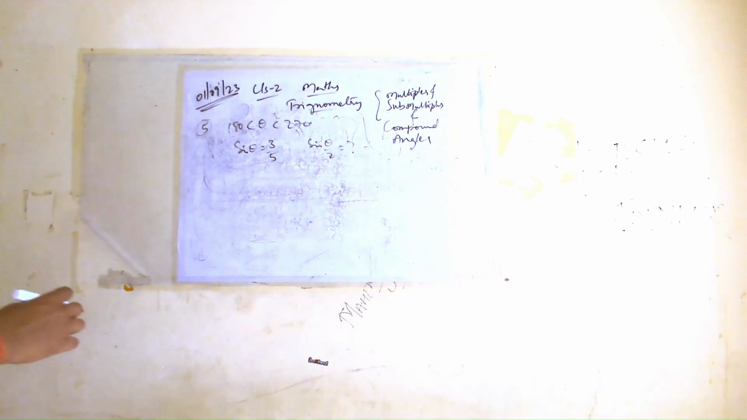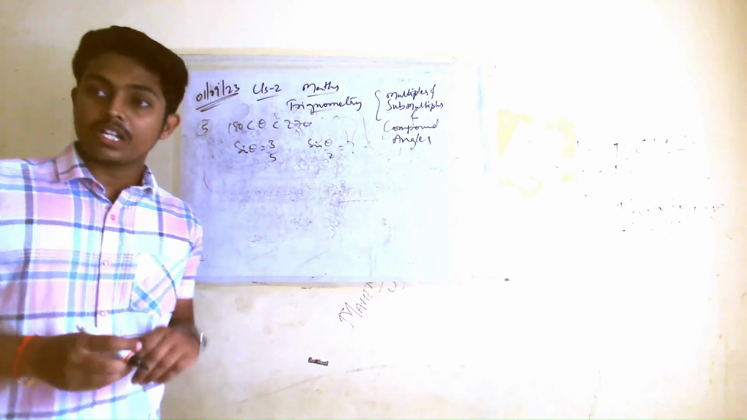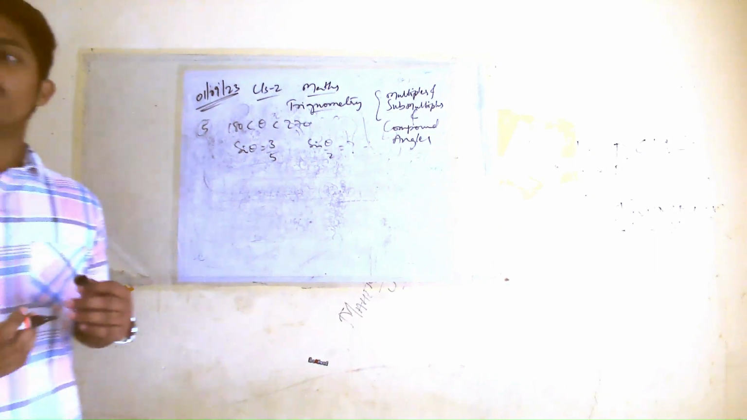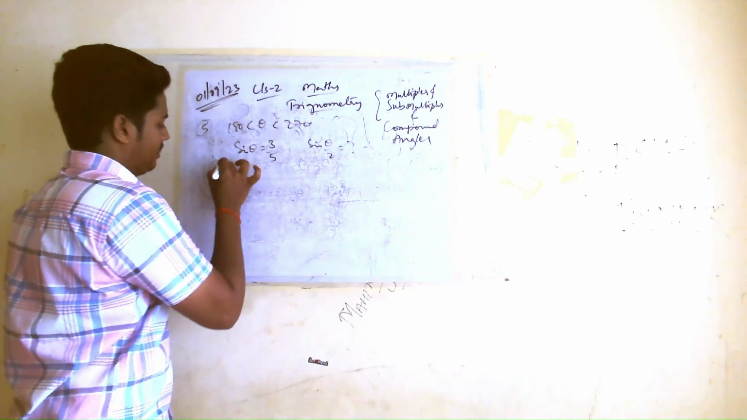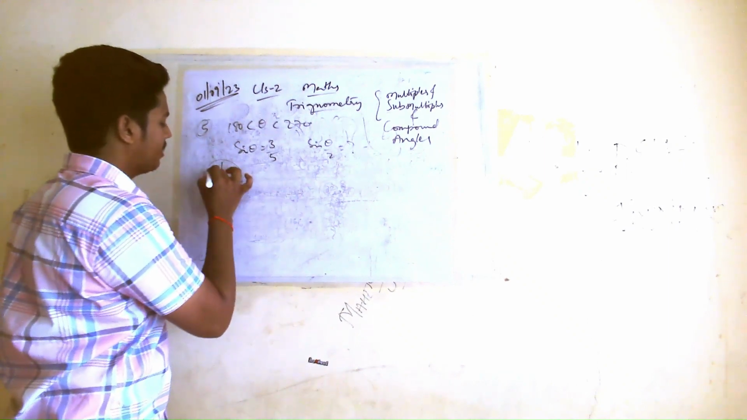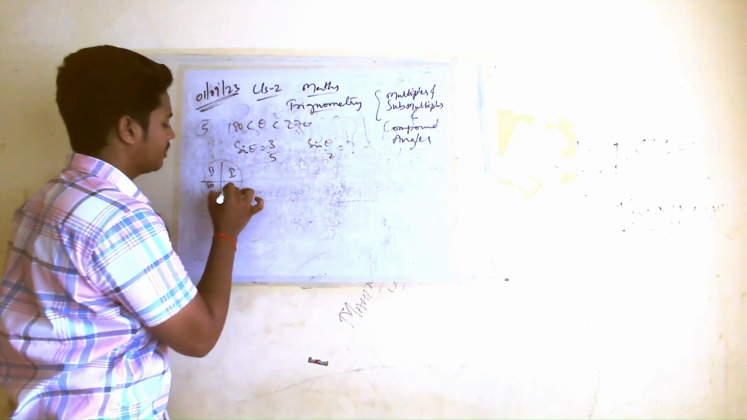We have different kinds of options. Before going to the options, let's directly solve the answer, then go to the options. Okay. Now see here. Theta is in the third quadrant. This is our first quadrant, this is our second quadrant, this is our third quadrant, this is our fourth quadrant.